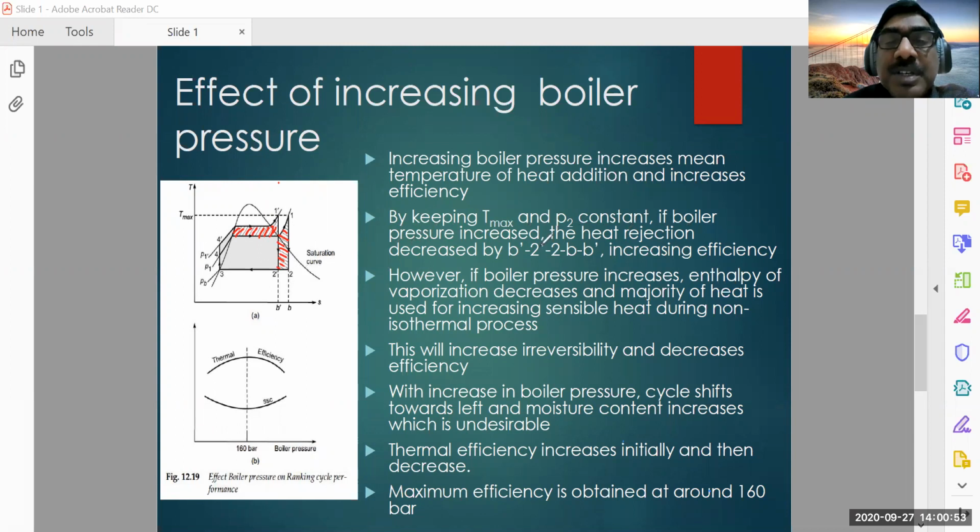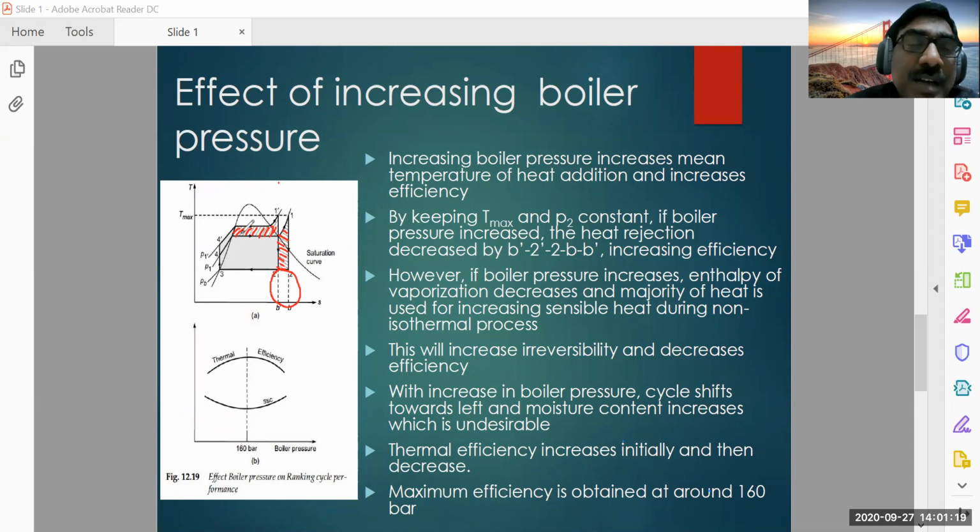If the boiler pressure is increased, the heat rejection is decreased. So how much of this heat are you utilizing for the work? The area inside the cycle, that loop, will indicate the amount of work. So this much amount of heat is getting decreased. That means the heat rejection is getting decreased.